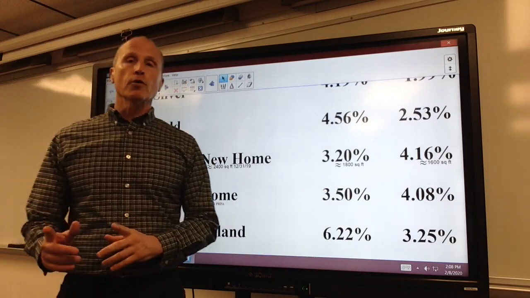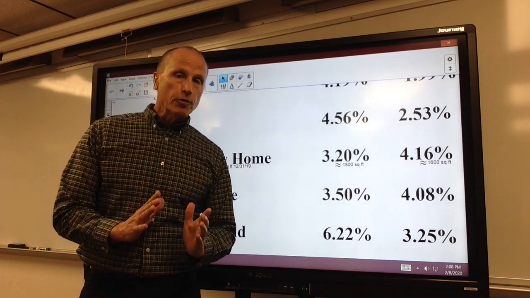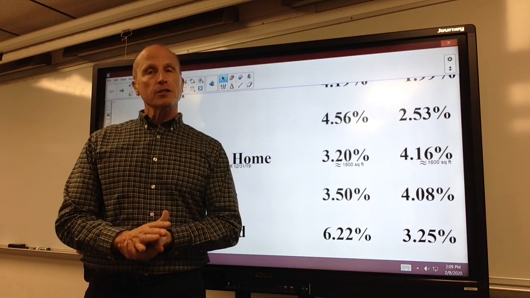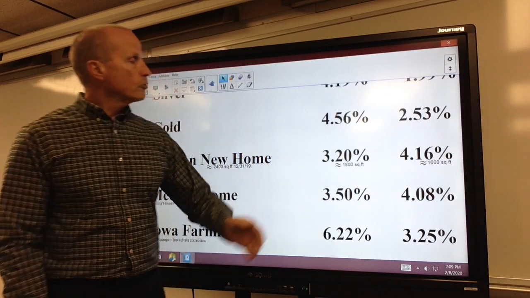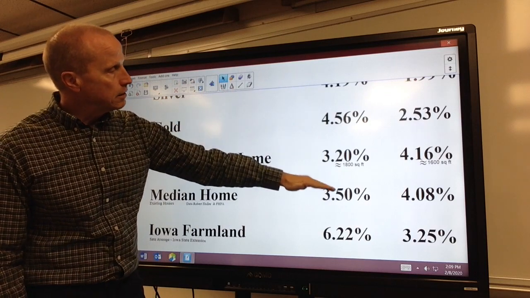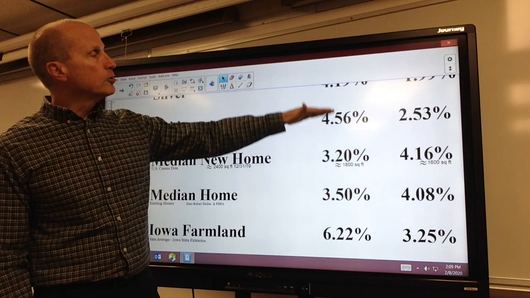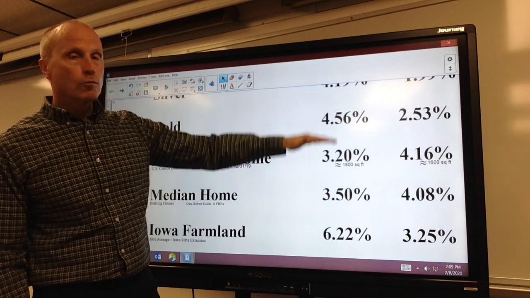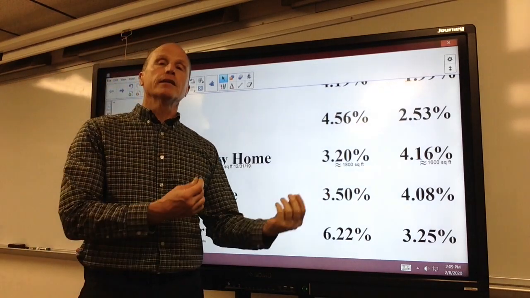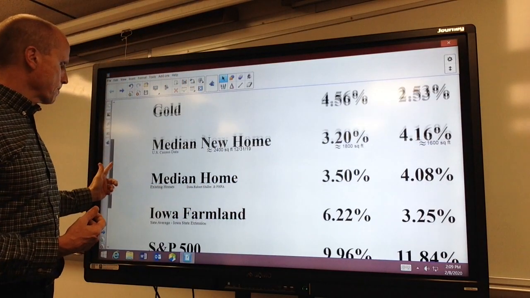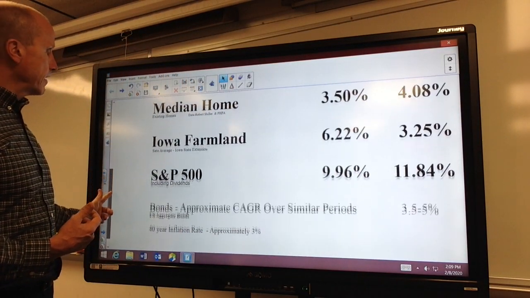Now, all of these are good. However, we have to remember that the inflation rate over the past 40 years has averaged approximately 3%. So notice most of these are just keeping up with inflation. Or we could say that the majority of the gains was just due to inflation, not necessarily the asset itself going up in value. Now what about the S&P 500?